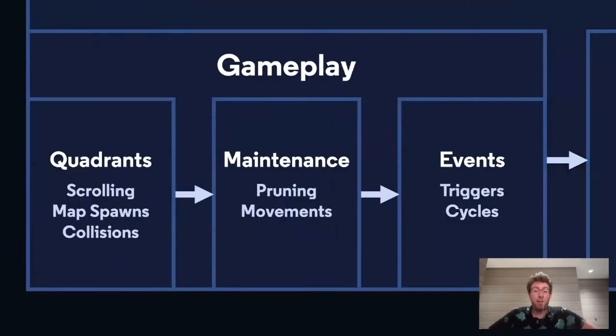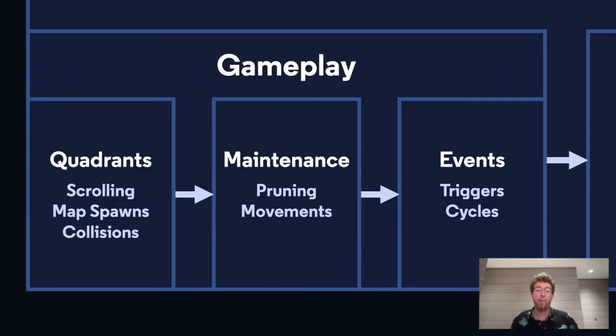The gameplay tick section was itself split up into three little units: quadrants, maintenance, and events. Quadrants was reacting to the player moving around in the map, thus spawning new actors, or at the time they were called things, in the game screen. And then also reacting to collisions. If, say, the player runs into a piranha, or if a Koopa falls off a cliff, what happens?